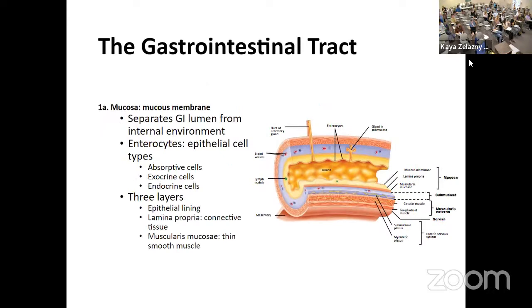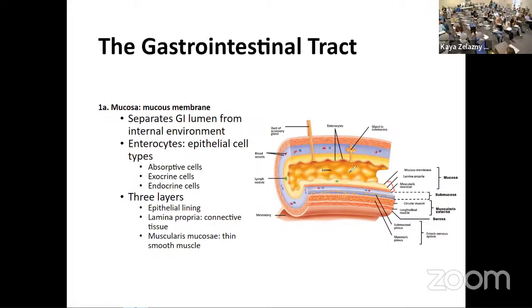Right. So beginning with that mucosa, I said there were some layers within it. So we're thinking about this lining area on the inside of the tract. So we're separating the lumen, the GI lumen, where your food travels, from the internal environment, by which we mean the environment of your body. So like your blood, your interstitial fluid, all that good stuff.